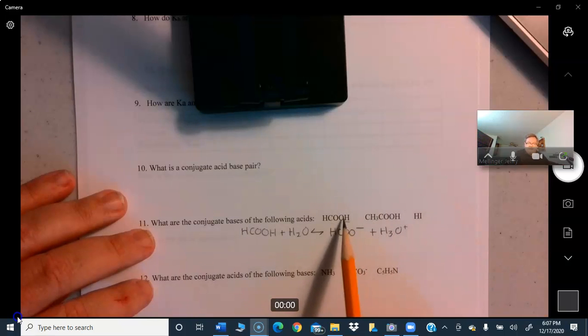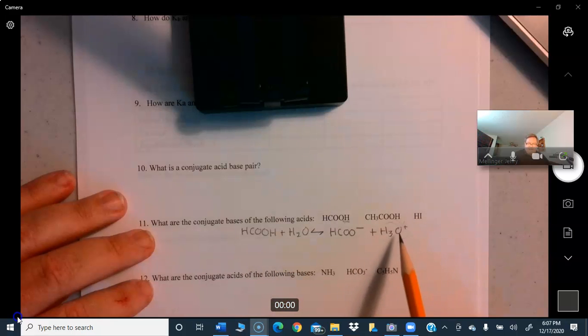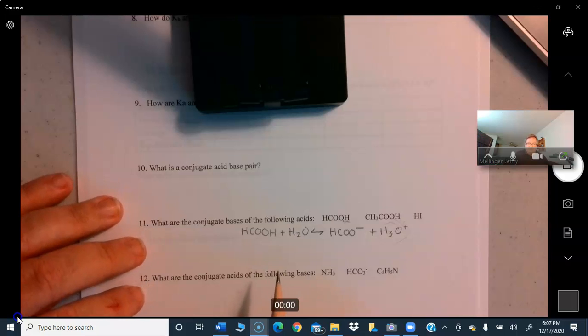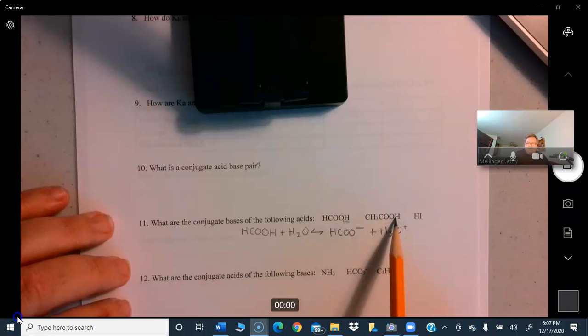Okay, so it's formic acid. It's going to lose one of the hydrogens, gives up one of those, and it becomes a formate ion right there. It gives that proton to water, and there you have hydronium in the water. That's what makes it an acid. That's the definition of acid. It creates hydronium ions in the solution. Does it matter which H you take, this one or this one? Usually it's the one on the end, this one.